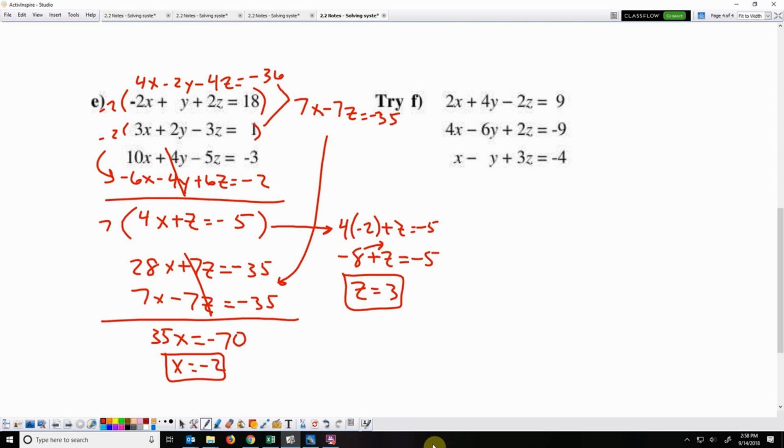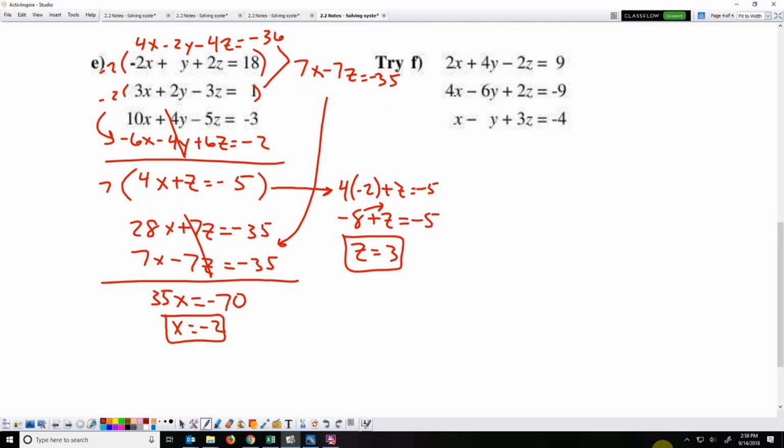The easiest equation to substitute into to get y is probably the top one. So -2x plus y plus 2z equals 18. And I should have actually substituted in there, and I didn't do it. So I need to go back and erase the x and the z and actually put those numbers in. -2 times -2 and 2 times 3. So that's 4 plus y plus 6 equals 18.